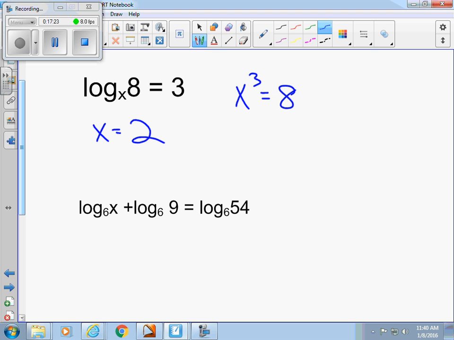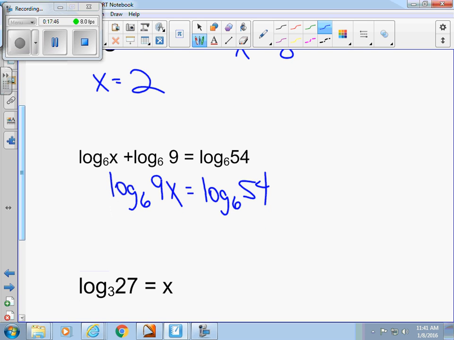What about the next one? How do you know it's 6? Good. So this is log base 6 of 9x equals log base 6 of 54. Then 9x has to equal 54. And so x would have to be 6.